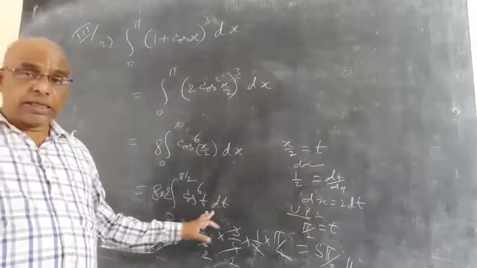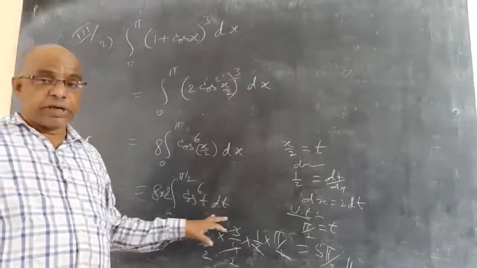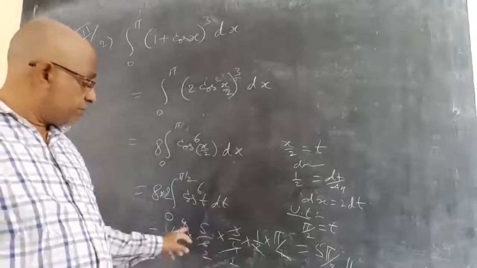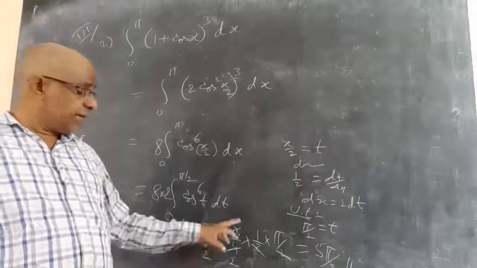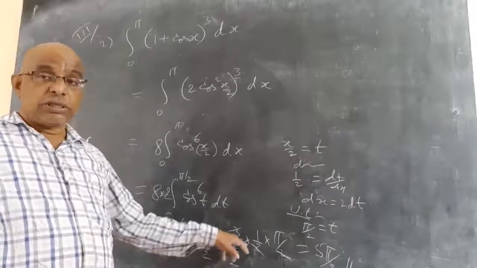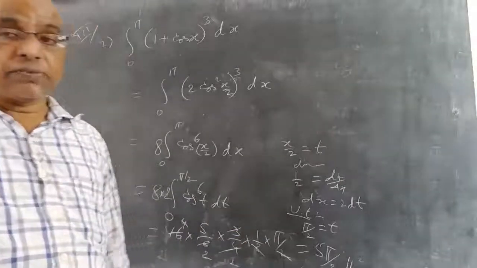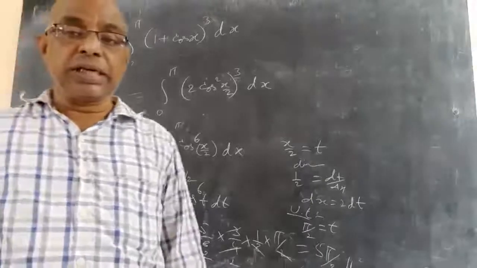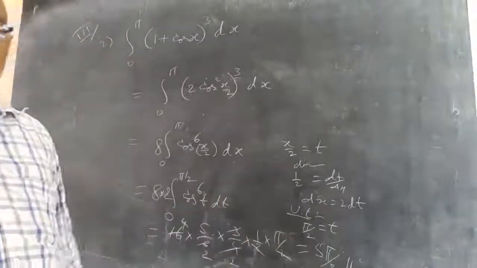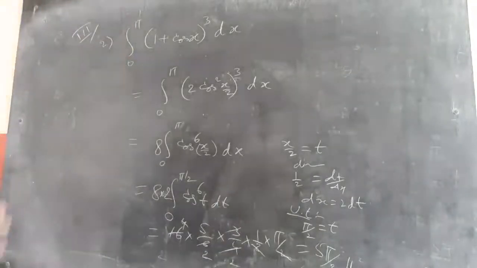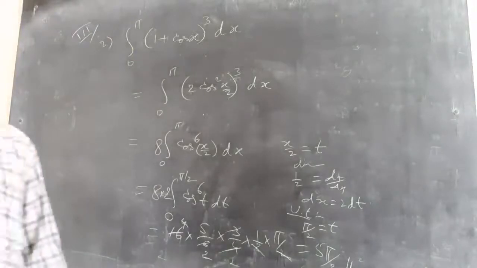Cos power n x dx formula: n minus 1 by n into n minus 3 by n minus 2 into n minus 5 by n minus 4, and so on, until if it is 1 by 2 you write pi by 2, extra I told. If it is 2 by 3, leave it like that, I told. So using that procedure we can do this type of things.